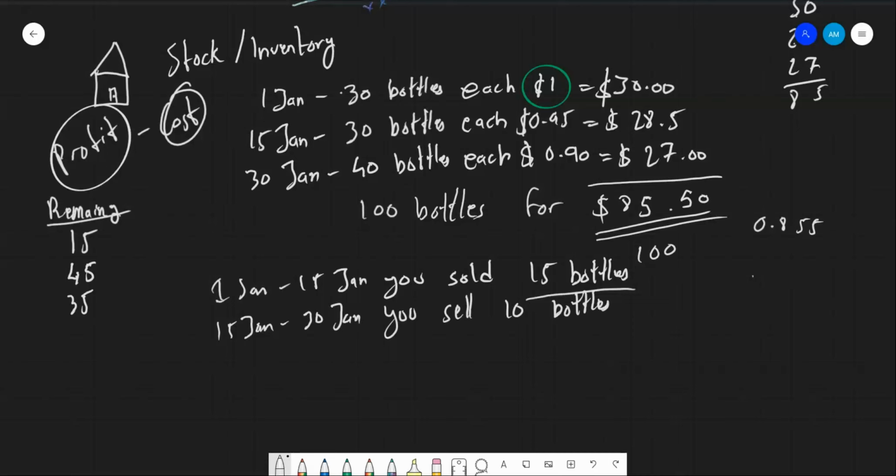Now here's the problem, right? What is the value of these 10 bottles? Because you can't put it as 1, because 1 is the price for the bottles that were before, and you can't put it as 0.95 because that's the after ones. So how do you know which bottles you sold?